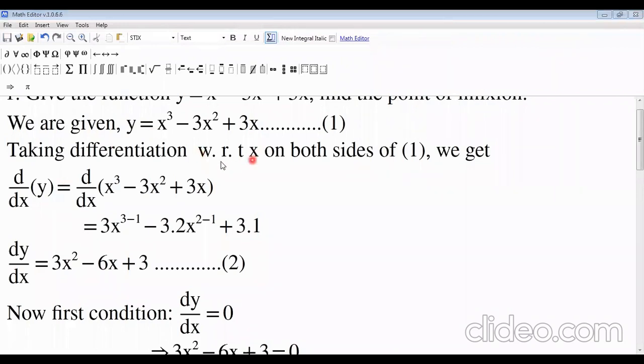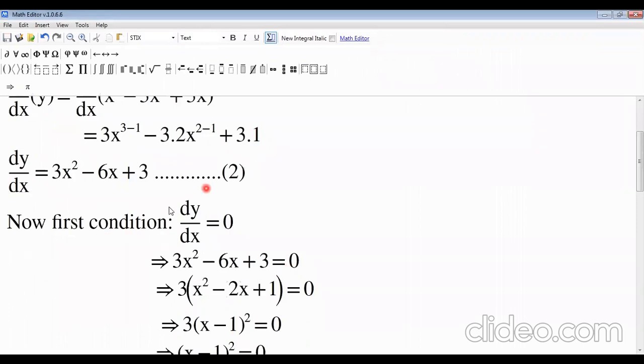3x squared minus 6x plus 3, and this is equation number 2. So taking differentiation with respect to x on both sides of 1, d/dx of y equals d/dx of the right-hand side. Using the power rule, 3 into x to the 3 minus 1, minus 3 into x squared, 2 into x to the 2 minus 1, and 3 into x differentiation, d/dx of x with respect to x will be 1. So we get dy/dx equals 3x squared minus 6x plus 3. This is equation number 2.